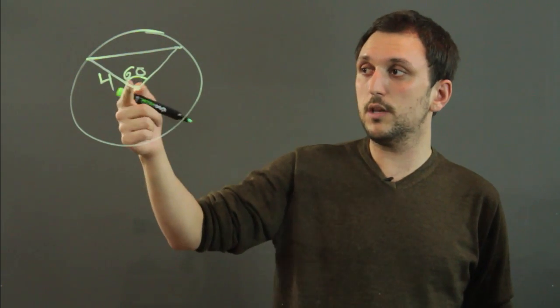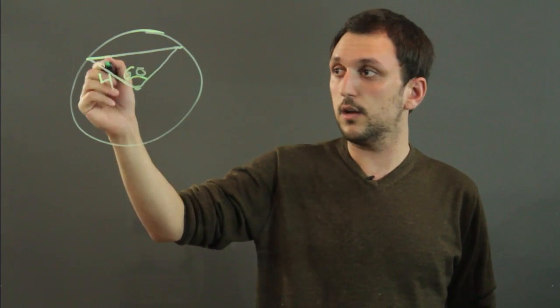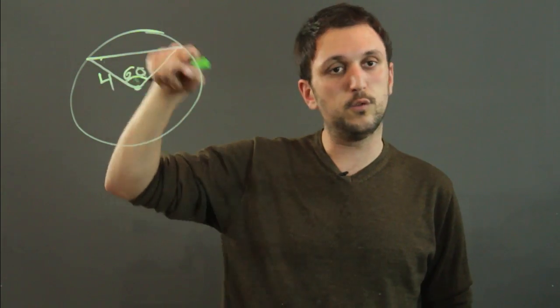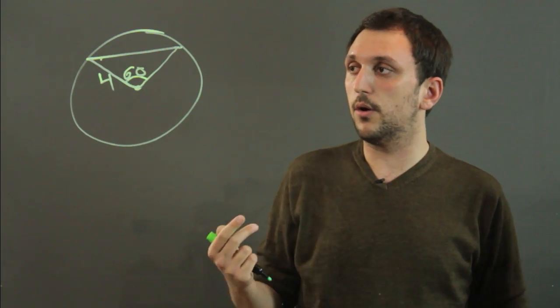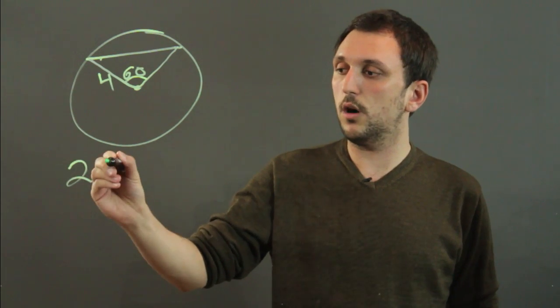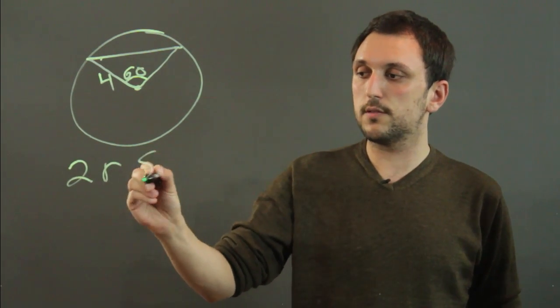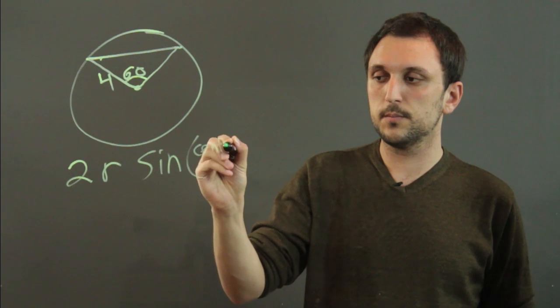Now with this one, we do know that if this is 60, this angle has to equal this angle, so they would all be 60, and then this would just be equilateral, so 4, 4, and 4. But if it's not equilateral, you would need to use a formula. And the formula that we use is 2r times sine of the angle, we'll call this the central angle, over 2.